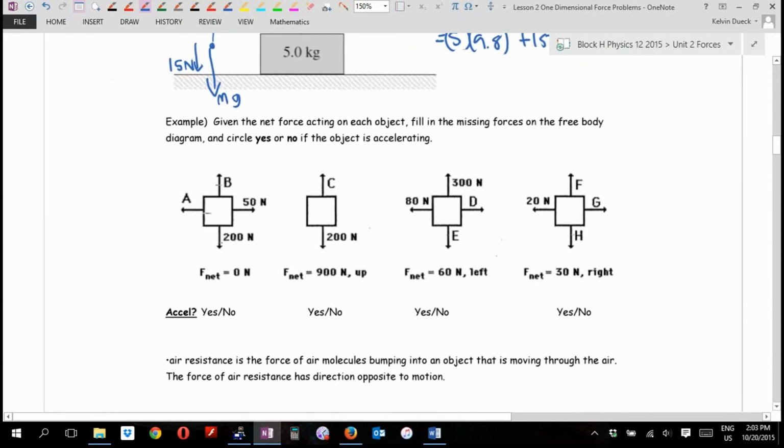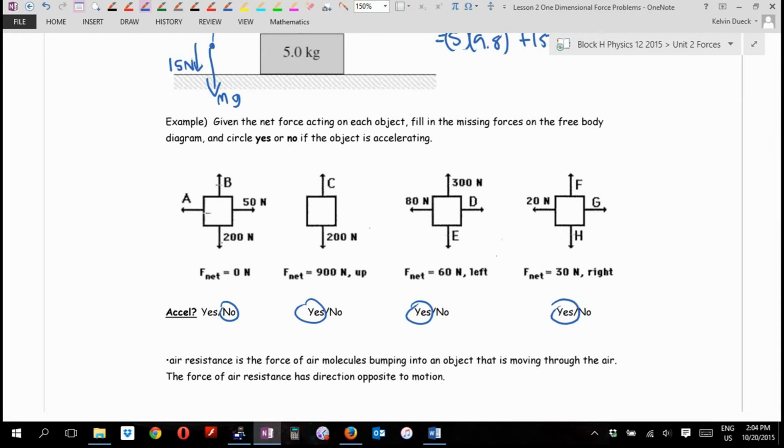Given the net force on each object, fill in any missing forces, and then circle yes or no if the object is accelerating. You know what? Let's do that last part first. Yes or no, is the object accelerating? The object is accelerating if the net force is not what? 0. In other words, that's not accelerating. That has to be, because I glanced at F net for each of them and it wasn't 0.